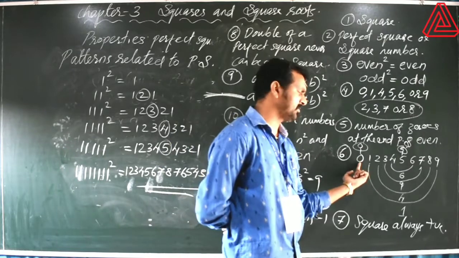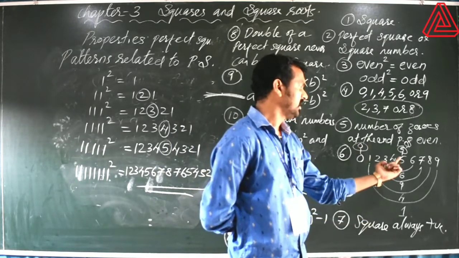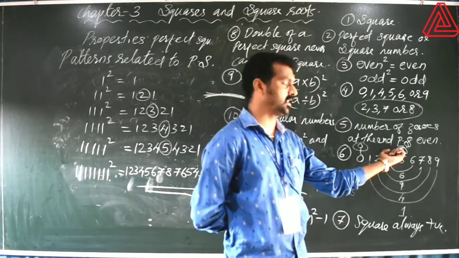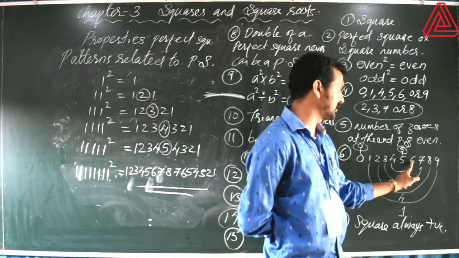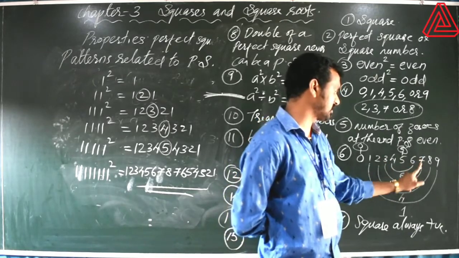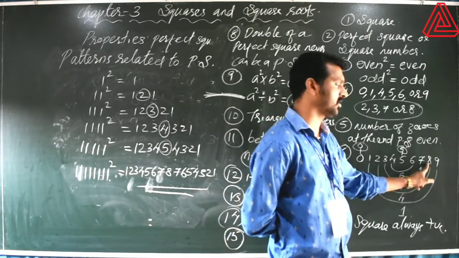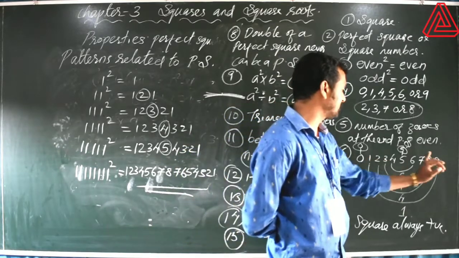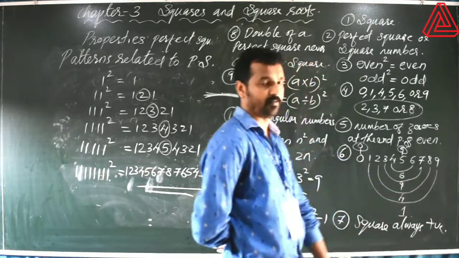If a number ends with the digit 0, its square also will end with the digit 0. If a number ends with the digit 5, then its square also will end with the digit 5. If a number ends with the digits 4 or 6, then its square will end with the digit 6. If a number ends with the digits 3 or 7, its square will end with the digit 9. If a number ends with the digits 2 or 8, then its square will end with the digit 4. If a number ends with the digits 1 or 9, then its square also will end with the digit 1.